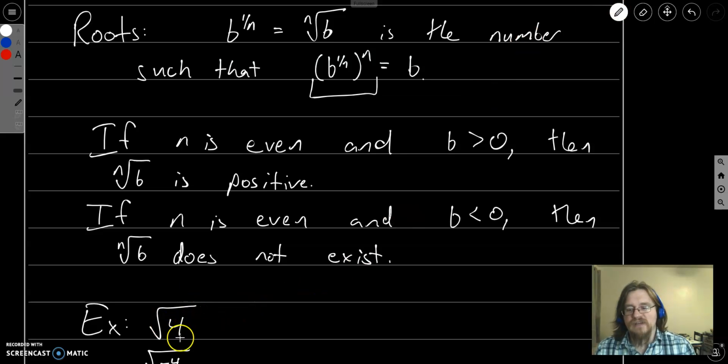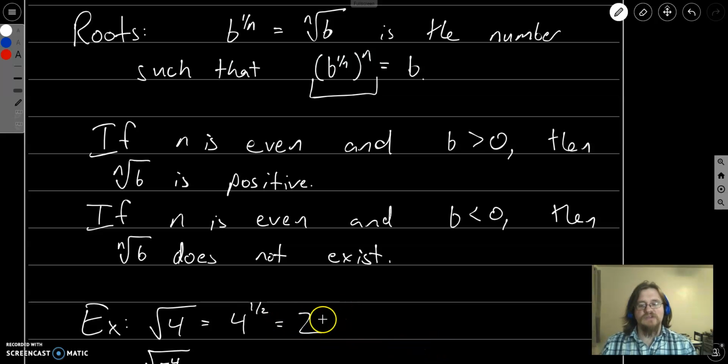So if we were to take the square root of 4, note that if we're looking at the square root, we normally just drop off the 2 off of this. So this is just going to be the same thing as 4 to the 1/2 power. This is just going to be 2, because 2 times 2 is 4.